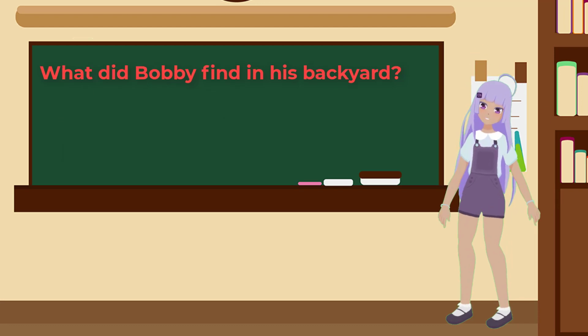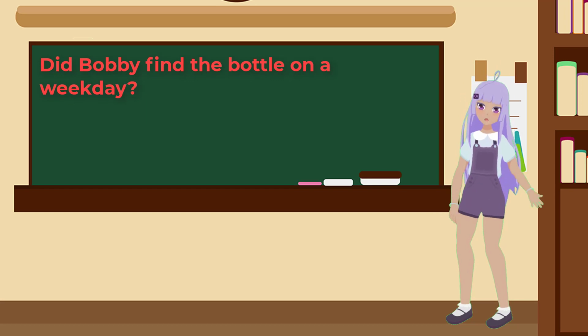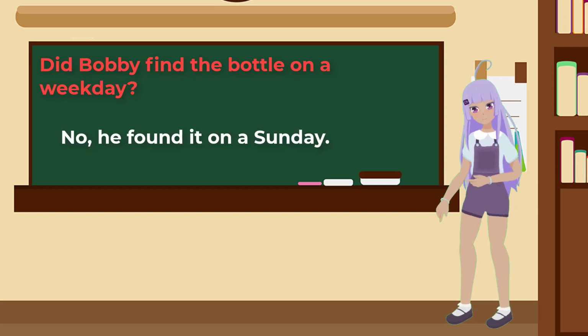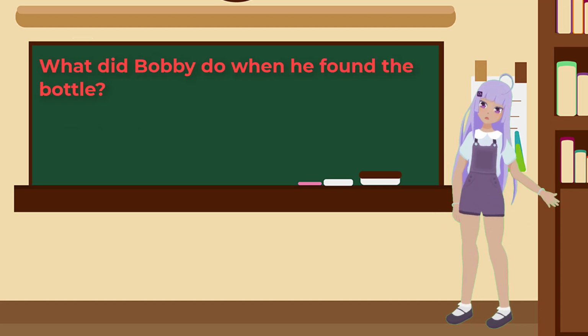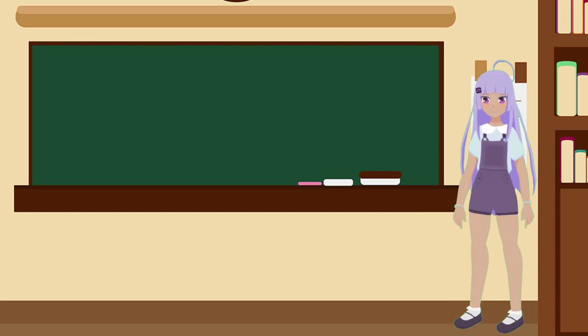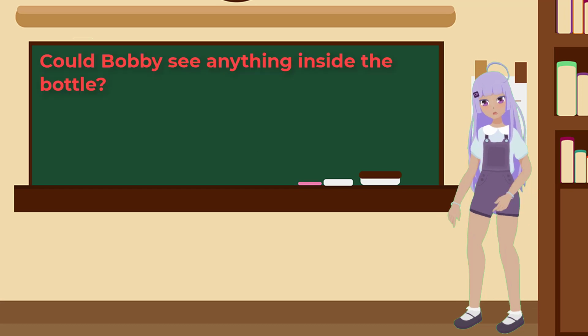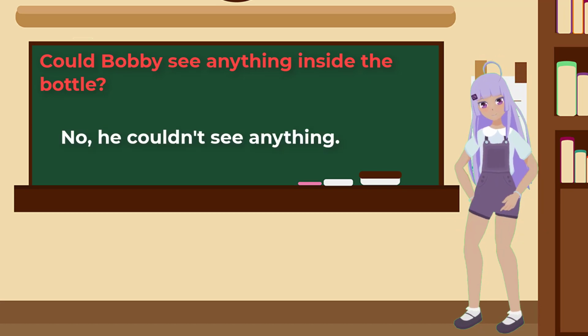What did Bobby find in his backyard? He found a glass bottle. Did Bobby find the bottle on a weekday? No, he found it on a Sunday. What did Bobby do when he found the bottle? He looked inside the dark green bottle. Could Bobby see anything inside the bottle? No, he couldn't see anything.